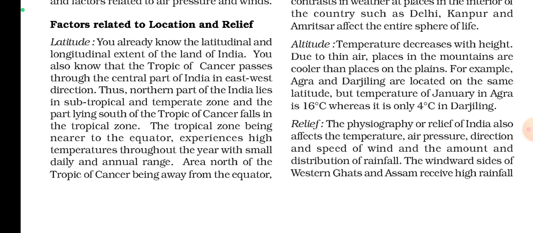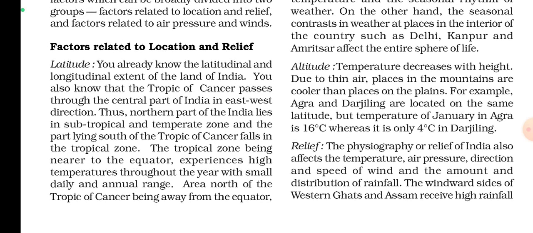Latitude. You already know the latitudinal and longitudinal extent of the land of India. You also know that the Tropic of Cancer passes through the central part of India in east-west direction. The northern part of India lies in the subtropical and temperate zone, and the part lying south of the Tropic of Cancer falls in the tropical zone. The tropical zone, being nearer to the equator, experiences high temperatures throughout the year with small daily and annual range.